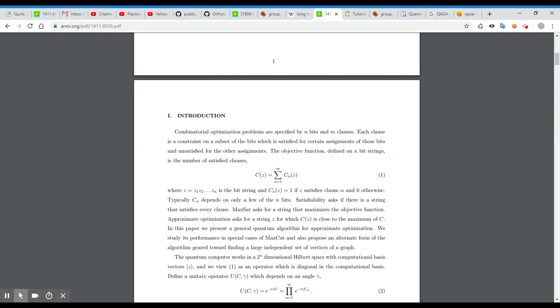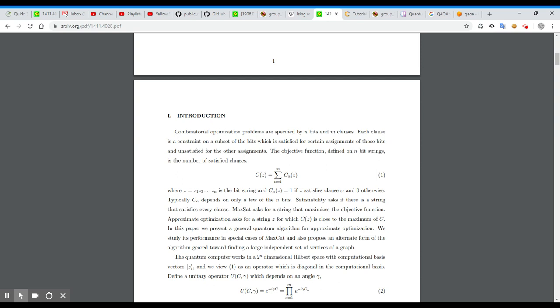The objective function defined on n-bit strings is the number of satisfied clauses, where z is the bit string and C sub alpha of z equals 1 if z satisfies the clause alpha and 0 otherwise. Typically, C sub alpha depends on only a few of the n qubits. Satisfiability asks if there is a string that satisfies every clause.